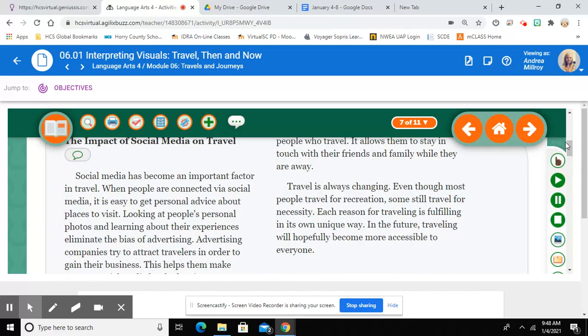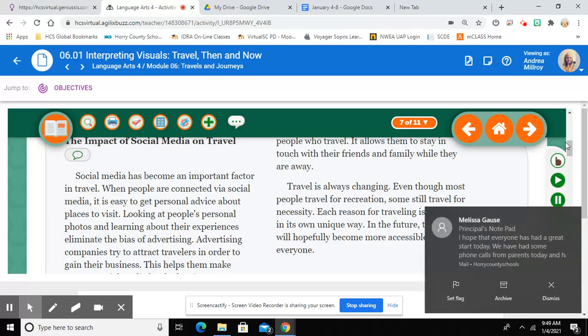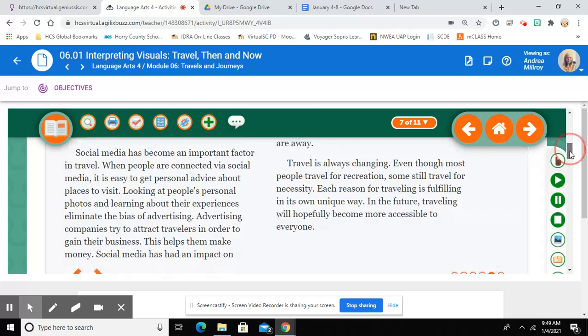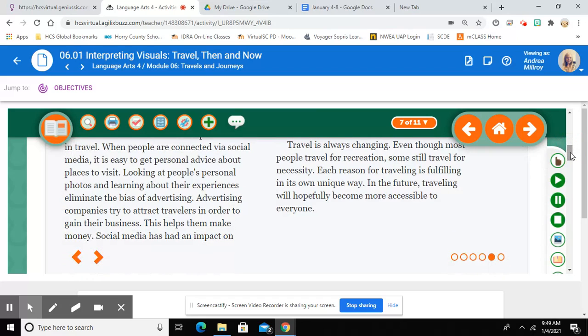The impact of social media on travel. Social media has become an important factor in travel. When people are connected via social media, it is easy to get personal advice about places to visit. Looking at people's personal photos and learning about their experiences eliminate the bias of advertising. Advertising companies try to attract travelers in order to gain their business. This helps them make money.